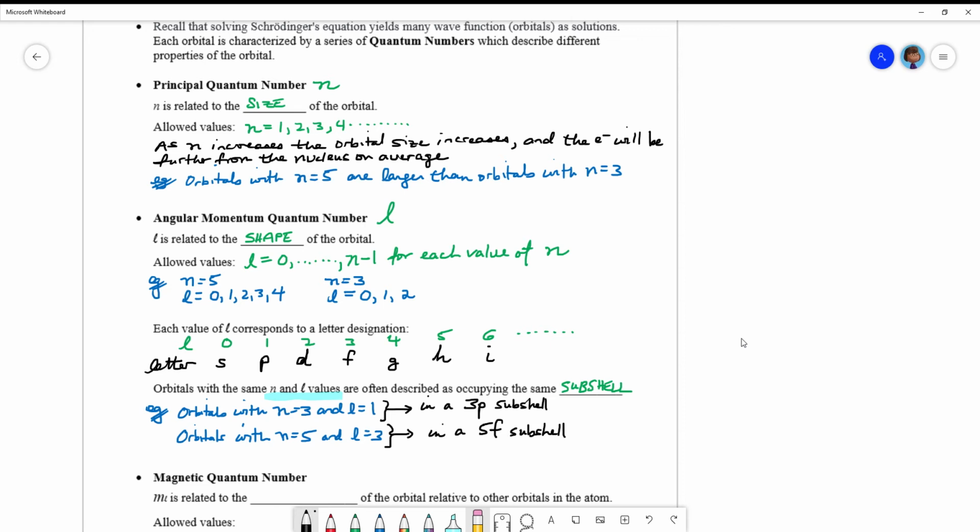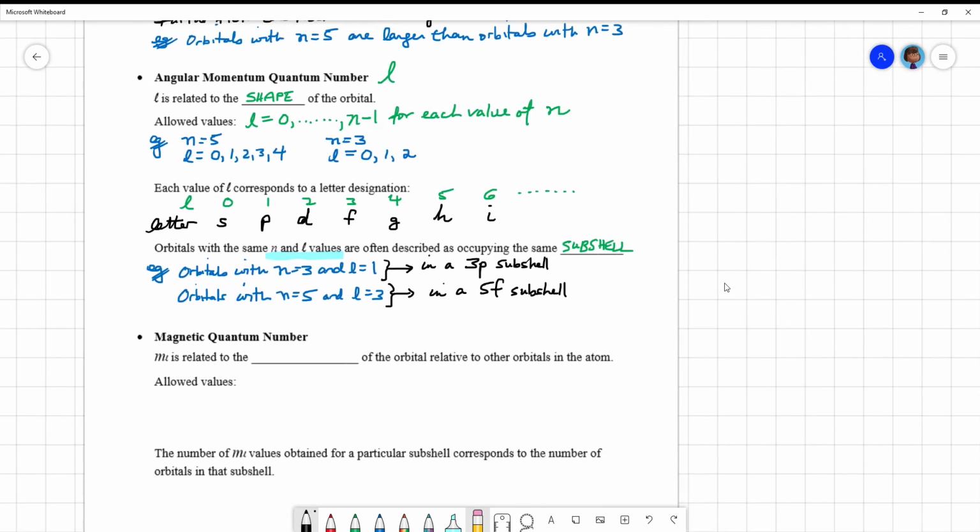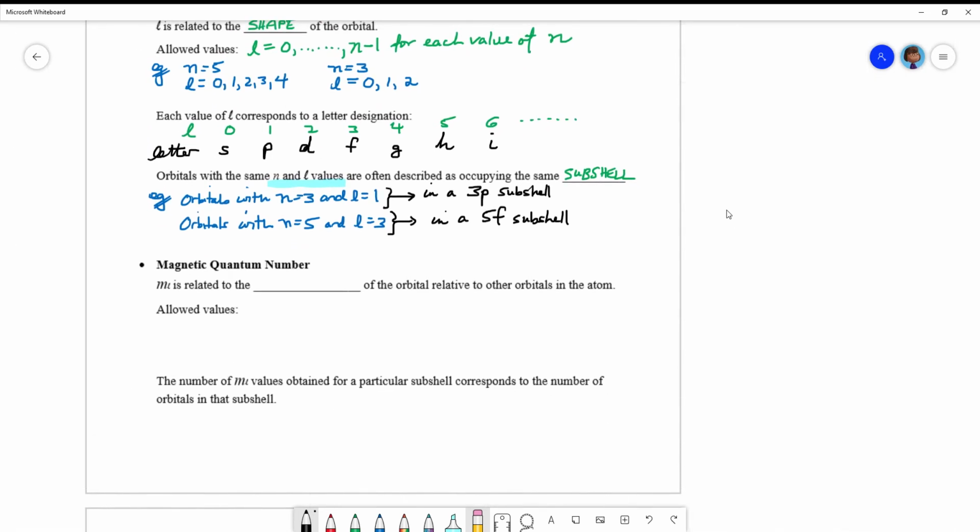So that's the angular momentum quantum number. So now we've seen the principal quantum number, n, which is about size, and the angular momentum quantum number, which is about shape, which we can also designate with letters, and that those with the same shape, those with the same value of L, are all together in the same subshell. Well, that's going to take us to the third important quantum number called the magnetic quantum number.